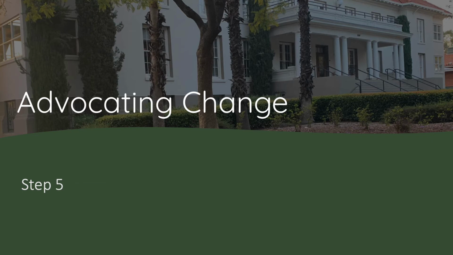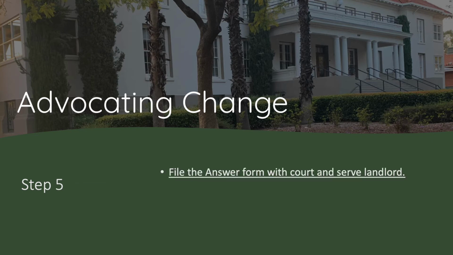Step 5. The tenant files the answer form with the court and serves the landlord a copy. This form is called UD 105, and it must be served to the landlord within 5 days of filing with the court.